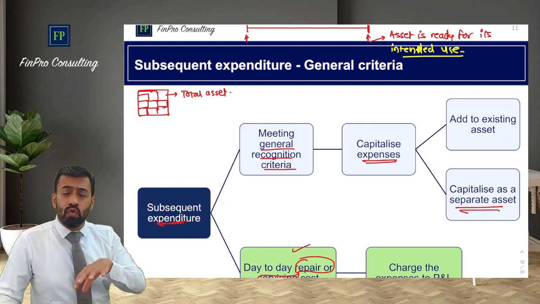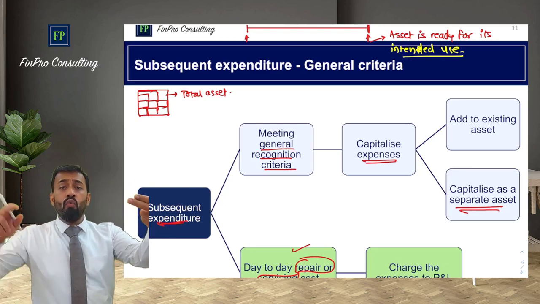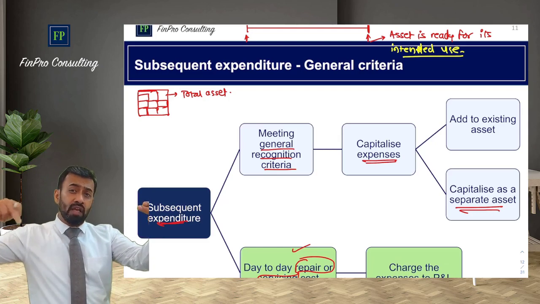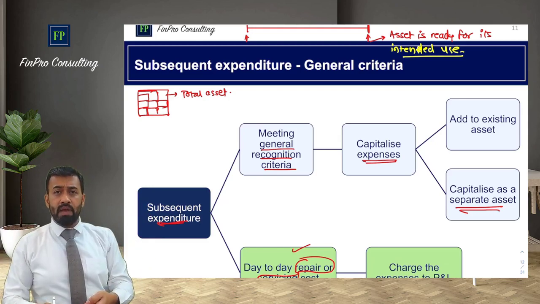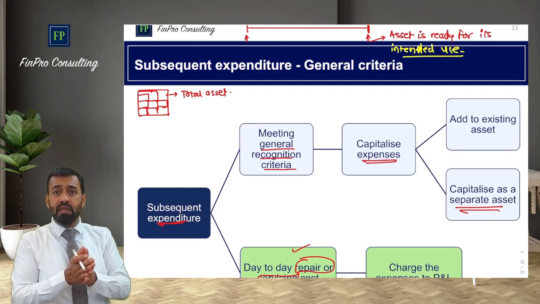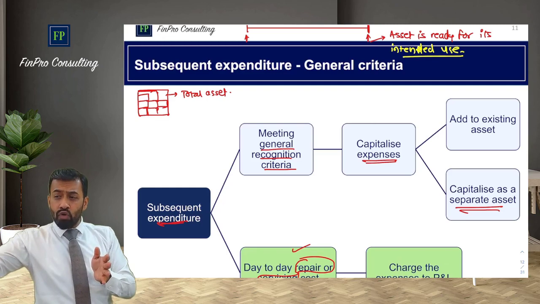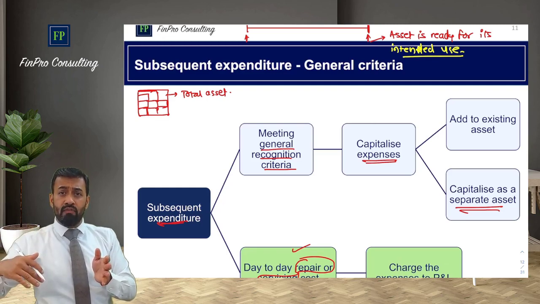So what you will do? You will replace those landing gears with the newer one, which has a life of again 3 years. It's not a day-to-day repair and maintenance cost. It's not usable within that compact 1 year. It's for more than one period. It will allow you to get the future economic benefits.